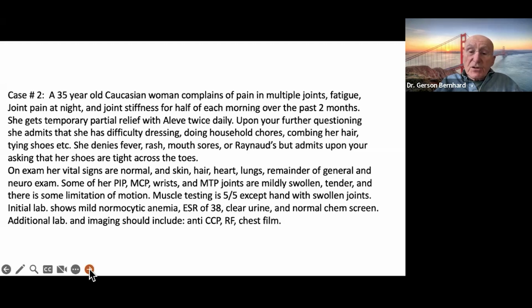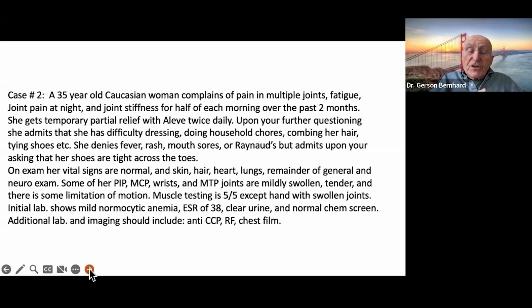On your exam, besides your general exam, which looks like it's pretty good, specifically some of her PIP and MCP and wrist joints and her MTP joints, they're a little swollen, they're a little tender, they may or may not be warm. There's a modest limitation of motion. There are no obvious deformities. And your muscle testing is good, except in her hands, because these joints are swollen and tender and painful, and her hand grip goes down.